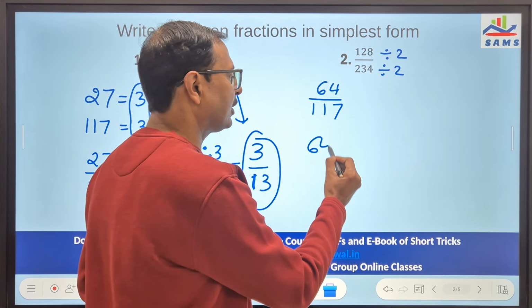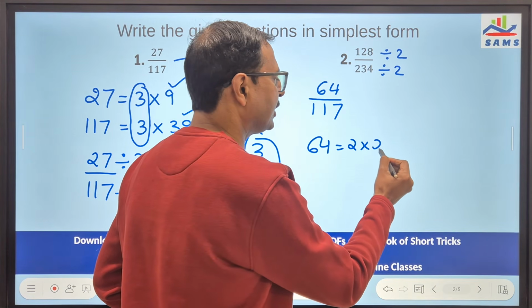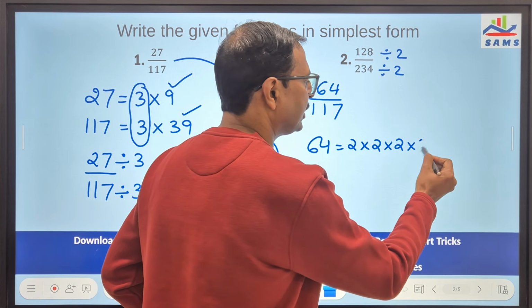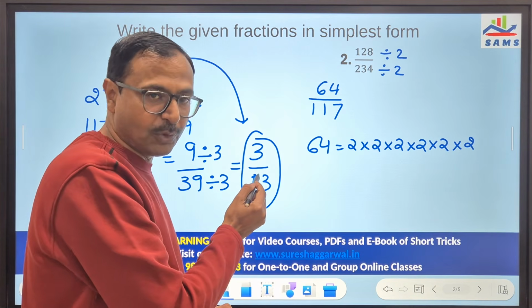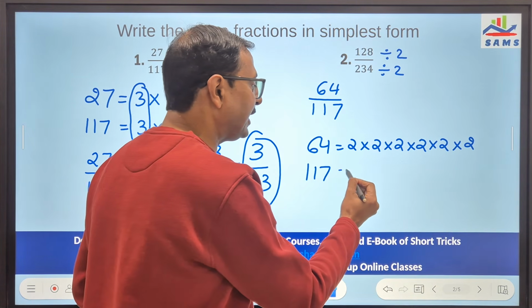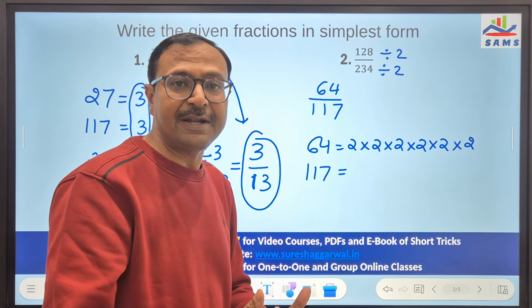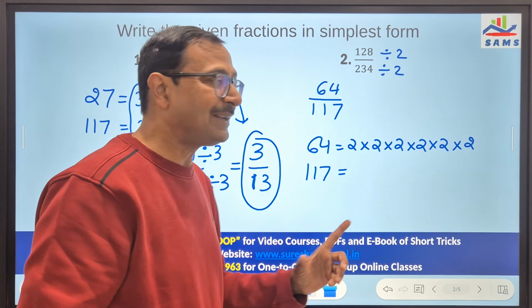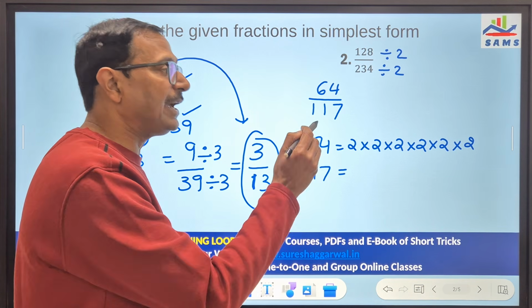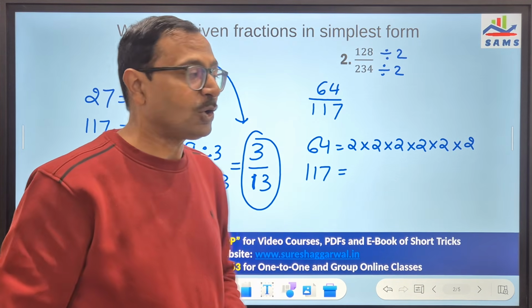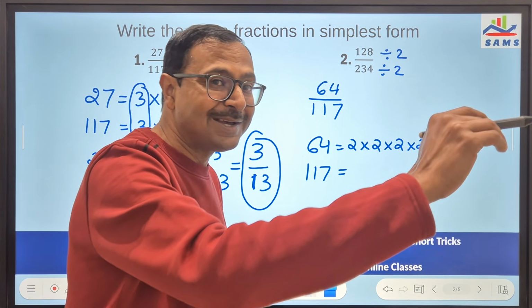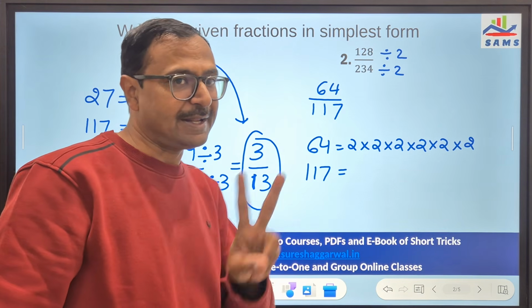See, 64 is 2 times 2 times 2 times 2 times 2 times 2. So all 2's in 64. But 117 being an odd number will never contain the common factor 2. And that is why there cannot be any more common factors between 64 and 117, because 64 contains only 2's and 2 doesn't divide 117.